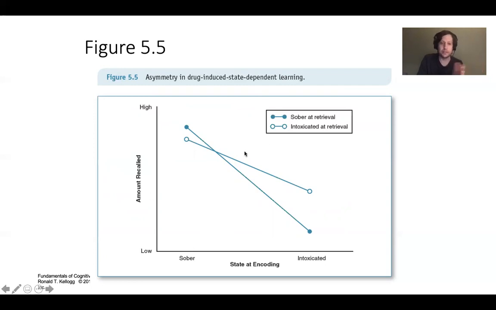Some people encoded the words when they were sober and then they were tested when they were sober. Some people encoded the words when they were sober, but then were tested when they were intoxicated. Some people encoded the words when they were intoxicated, but then were tested when they were still intoxicated later on. Some people encoded the words when they were intoxicated, but were later tested when they were sober. And they want to see how your state in encoding interacts with your state at retrieval, whether you're sober or intoxicated.